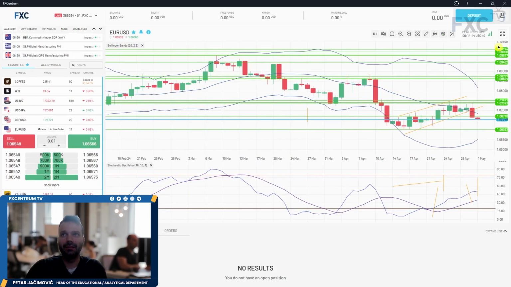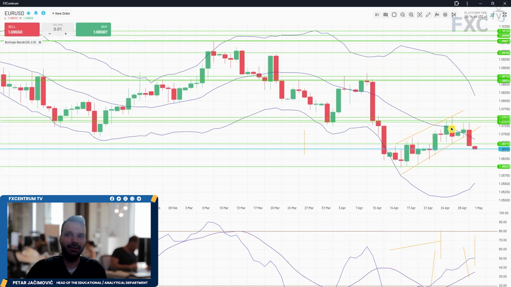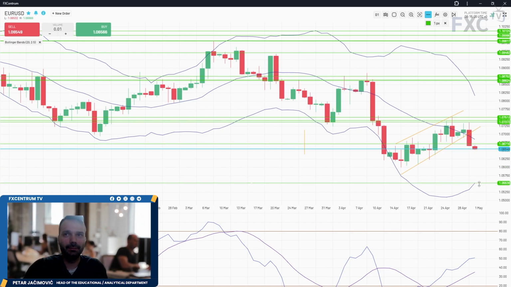Euro dollar is pretty much similar, and we are breaking this channel, more like a bear flag on a daily time frame. I spoke about this exactly in the last couple of days and yesterday, and we can see that there is a down break of 1.0670, and this is a good sign for at least a retest of the 1.0600 mark and an eventual retest of the Bollinger Band low at 1.0550 mark.